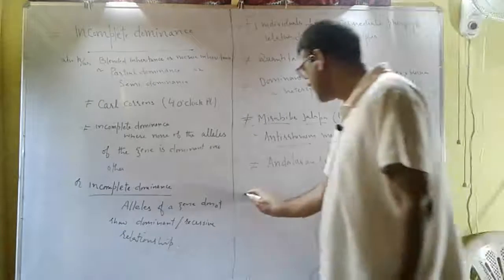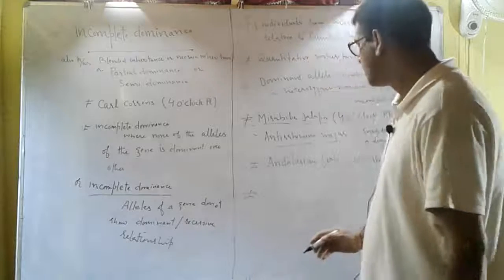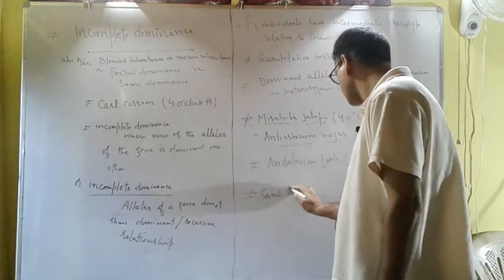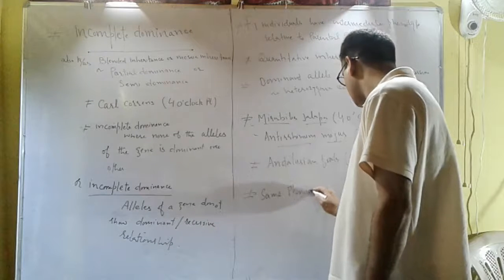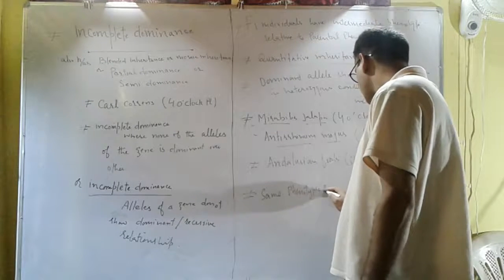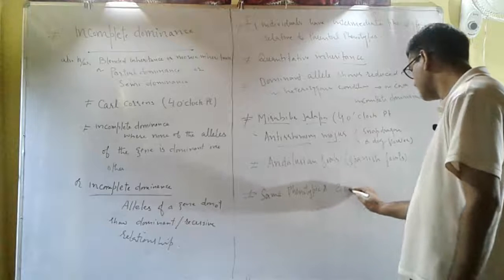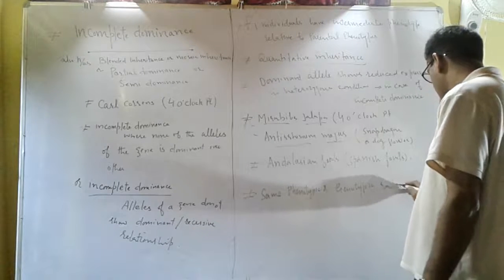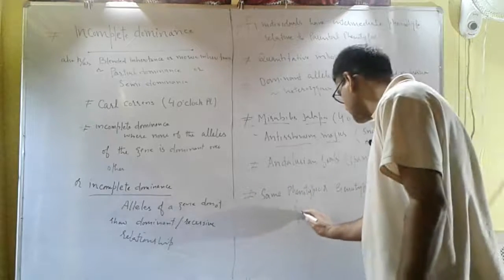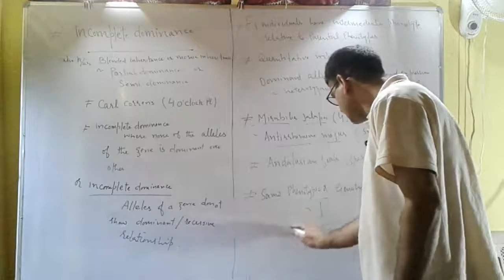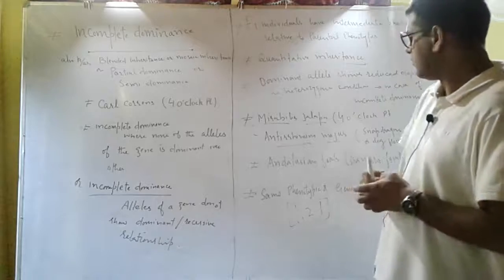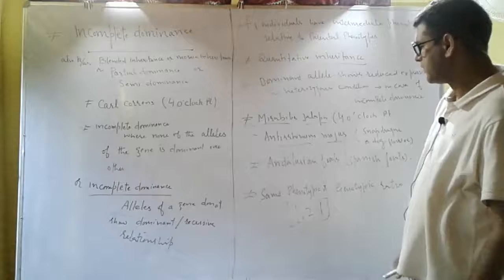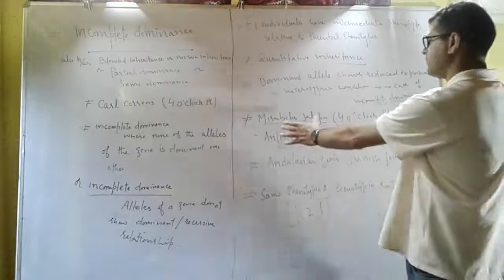Incomplete dominance shows the same phenotypic and genotypic ratio, that is 1:2:1. So this is the same phenotypic and genotypic ratio in case of incomplete dominance.